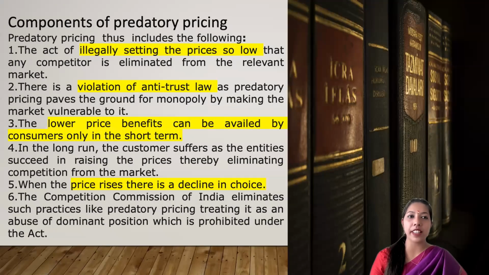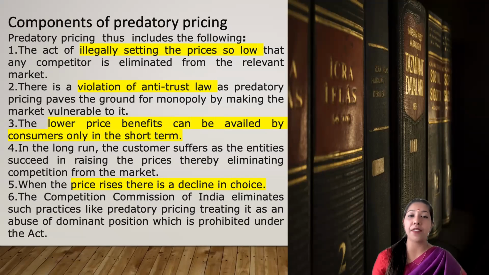And next, I'm going to discuss the components of predatory pricing. What are the components? The following are the components of predatory pricing. The first one is the act of illegally setting prices so low that any other competitor is eliminated from the relevant market. There should be many players in the market. We should not have a monopolistic market. There should be many players and healthy competition. If somebody is illegally setting a price lower than the original cost, there will be an unfair practice which is discriminatory in nature.